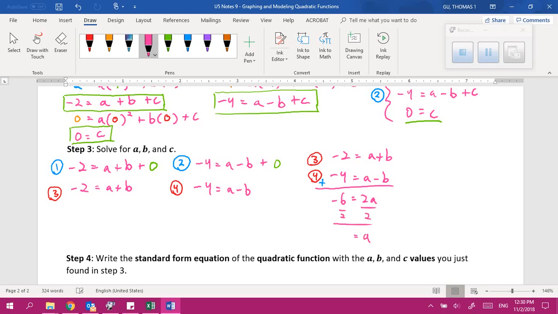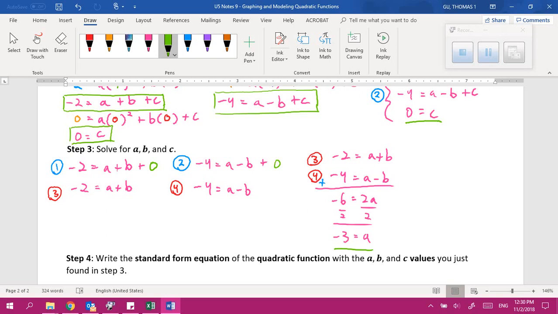Yeah, because the a with no number in front is like 1a. So 1a plus 1a is 2a. Well, negative 6 divided by 2 is what? Negative 3. So a is negative 3. So I just found a.